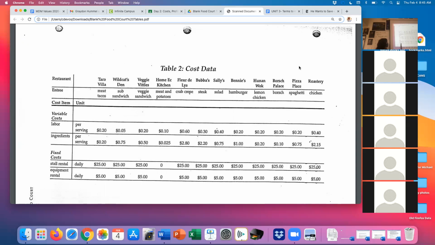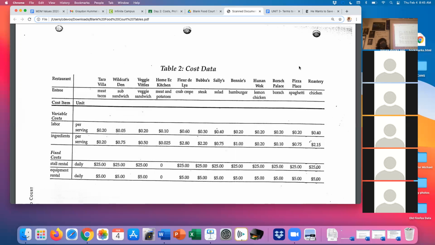Their equipment rental, that's a fixed cost too. It doesn't depend on the production. We need that equipment no matter if we're making 5 bowls of soup or 300 bowls of soup. We still need to have a stove. So that's just $5 daily. Again, home ec kitchen gets a break with that. It might be easier for home ec kitchen to make a profit because they don't have that extra cost. However, who wants to buy their lunch? Maybe not many, who knows? So these are the fixed costs.